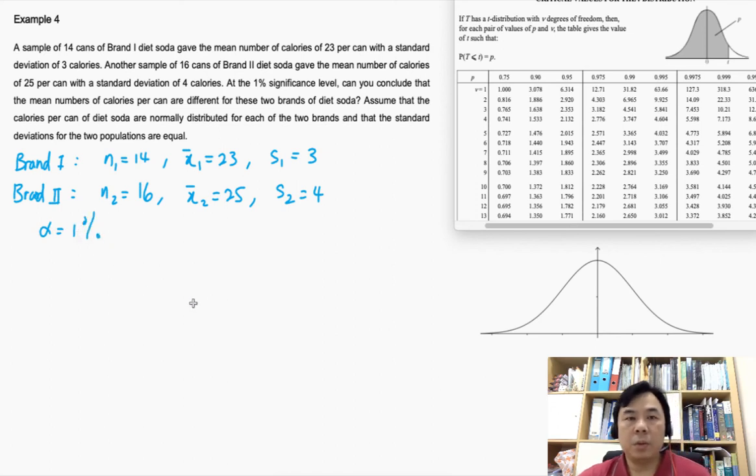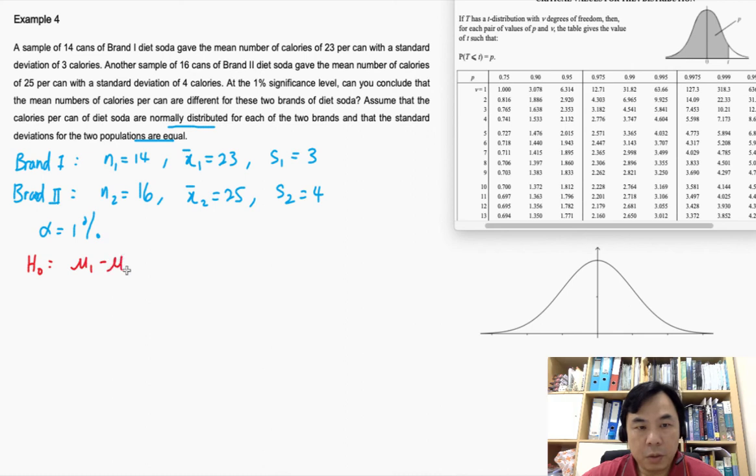All right, so this is what is given to us. These are both the assumptions: normally distributed, and two populations having the same standard deviations. Now, the first step in carrying this out is we have to write down the hypothesis statement. Can we conclude that the mean numbers of calories per can are different for those two brands of diet soda? So our hypothesis testing statement will be here. The null hypothesis must be they must be the same.